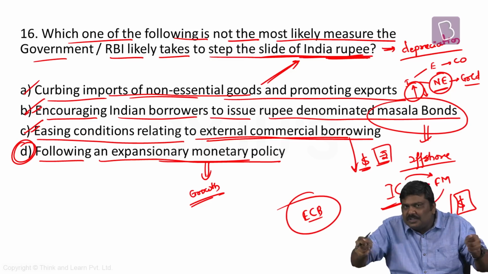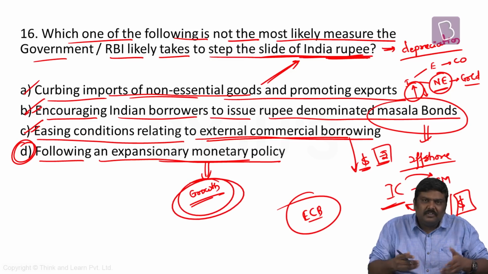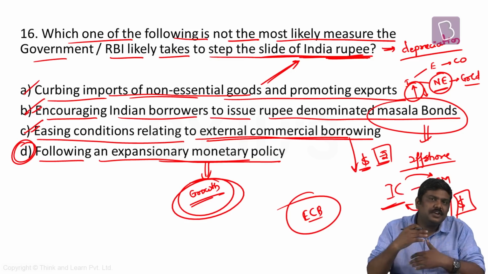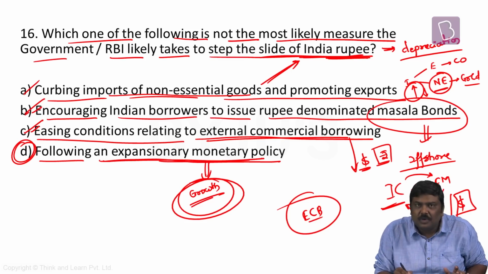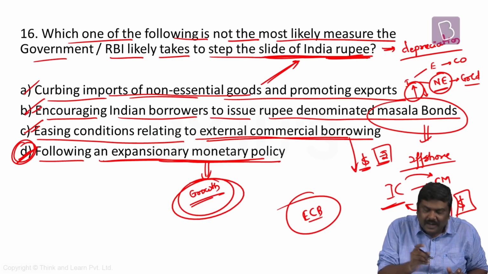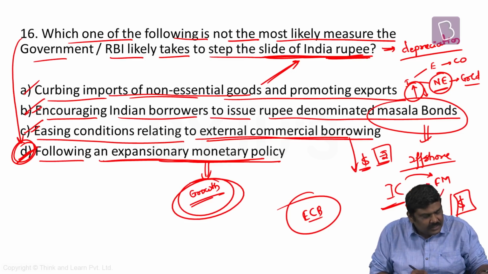Whenever there is an expansionary monetary policy, it is done to promote growth. And whenever there is a contractionary monetary policy, it is done to control the inflationary trend in the market. So the main objective of this monetary policy is related to growth, not to the slide of the Indian rupee. So point D is the right option for this question. So this is the answer.